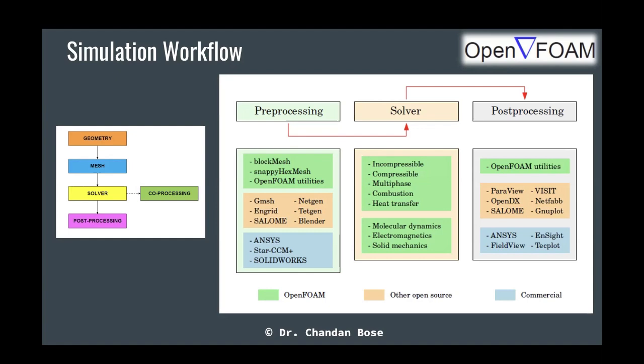Now, the solvers in OpenFOAM are categorized into different classes of problems, such as incompressible, compressible, heat transfer, combustion, solid mechanics, etc. And then for post-processing, we mostly use ParaView, which is very native to OpenFOAM. However, you can use gnuplot for plotting. You can use VisIt for doing some other post-processing calculations. And of course, you can use Tecplot, which is a commercial licensed version of a post-processing tool. You can also do it in ANSYS itself. So these are some of the options.